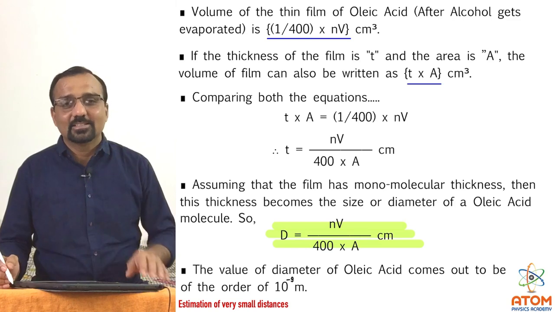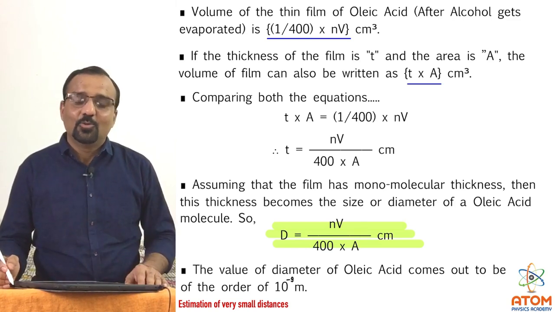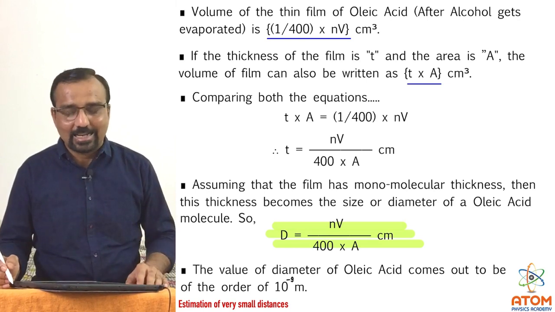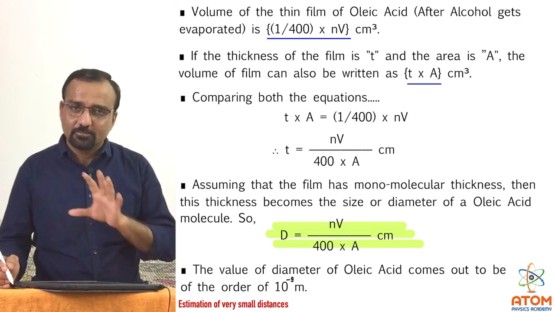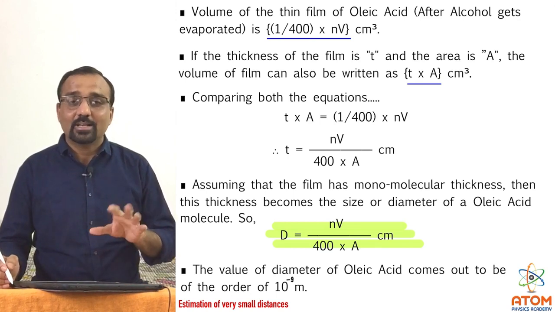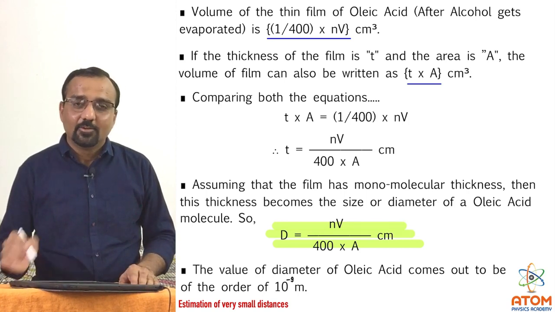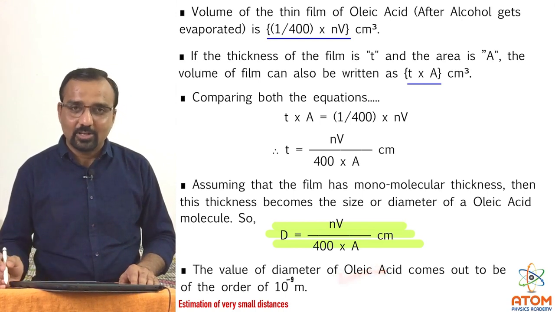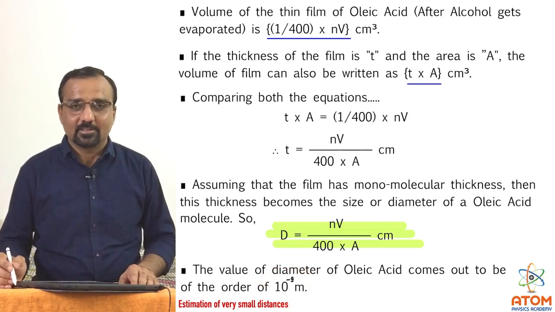Moreover, here we have considered the molecules of oleic acid as spherical, which is not the right case. The molecules of oleic acid are not exactly spherical. That is why the values or the answers will differ. But as we said in the very beginning, this is about estimation of the size of molecules. And from this experiment, the estimated value of the diameter of oleic acid comes to nearly 10 raised to minus 9 meter.